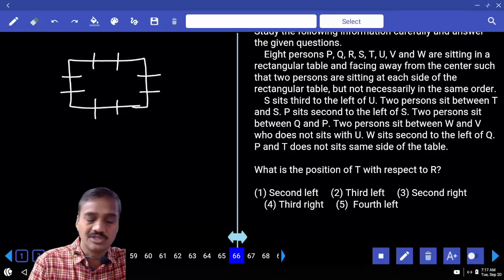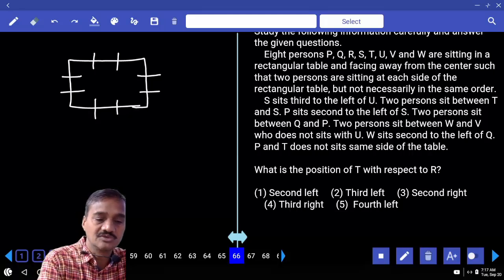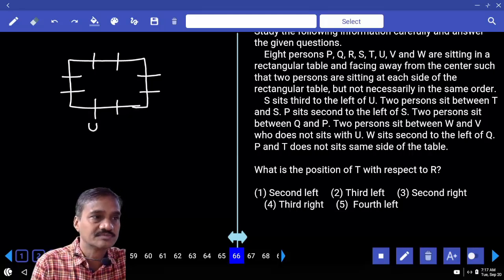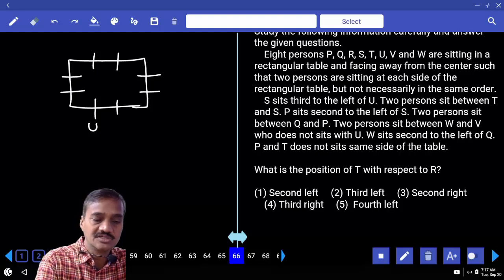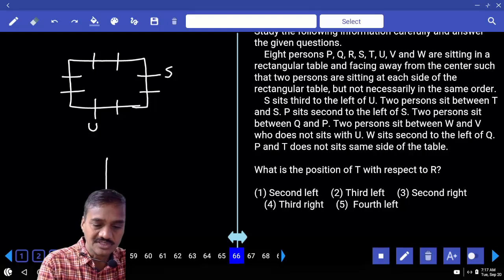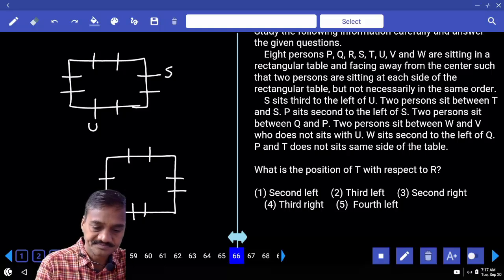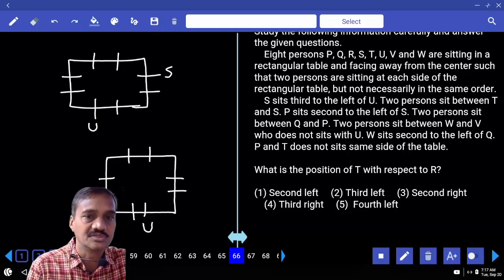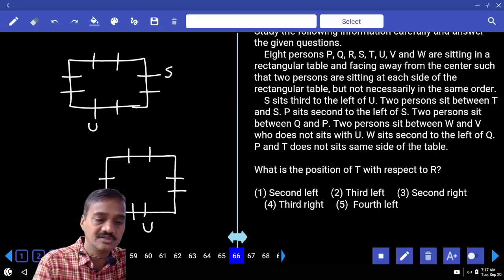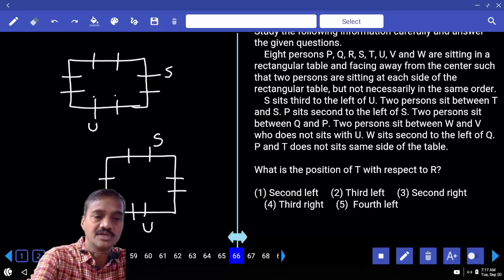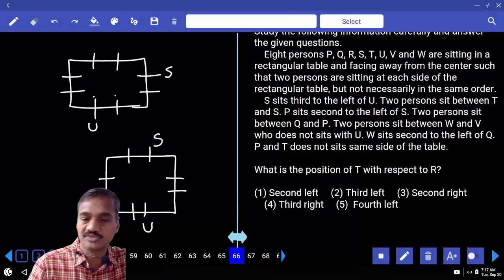S sits out to the left of U. If U is at this place, then S will be here. That is one possibility. What is the next possibility? On the same side, we take U at the first place and U at the second place. If U is here, S will be at this place. So altogether we have only 2 possibilities.